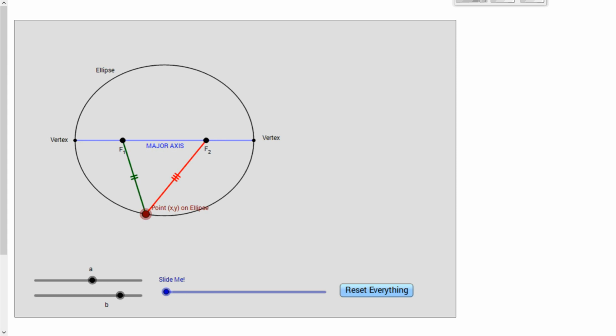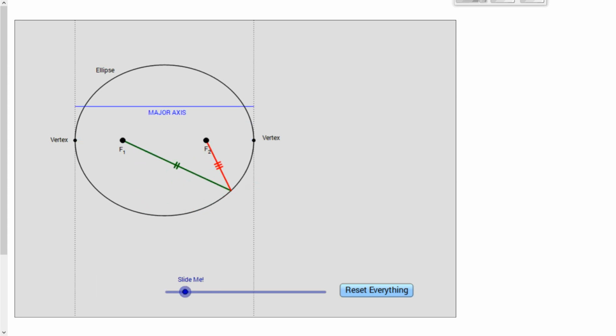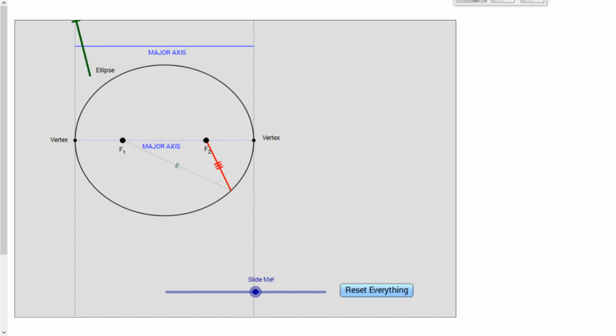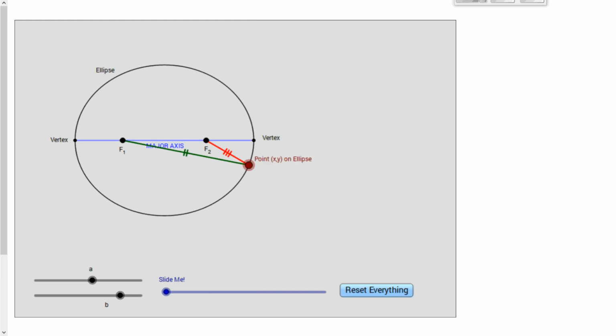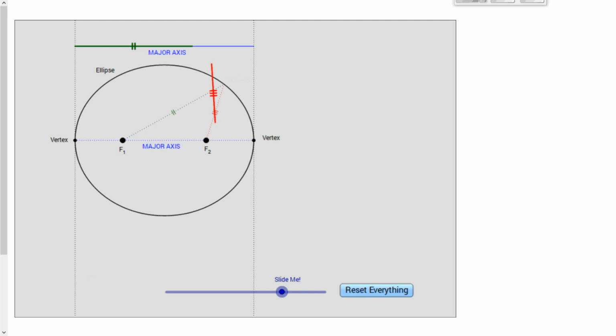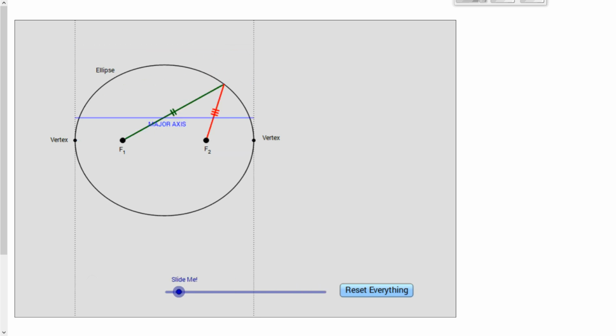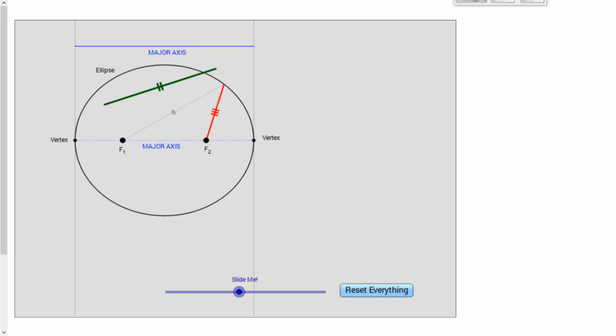But anywhere along this point, we can see that here we have the distance of the major axis, and if I take the distance from the first focus, and then take the distance from the second focus, those add together to equal the distance of the major axis. So no matter where I go, the sum of those distances will always be the same. It will be the length of that major axis. Pretty cool.